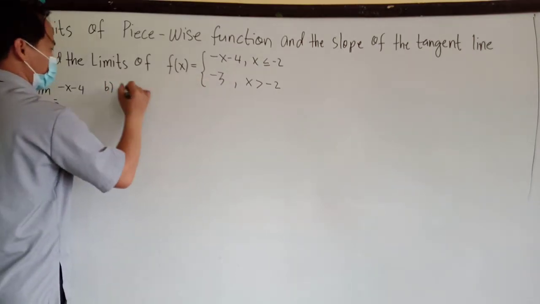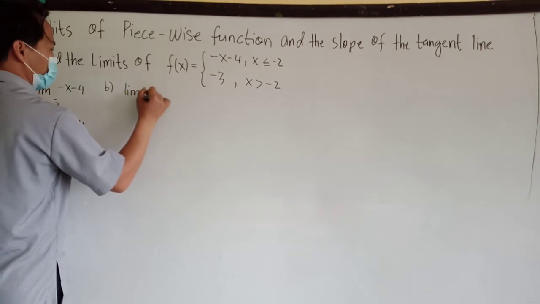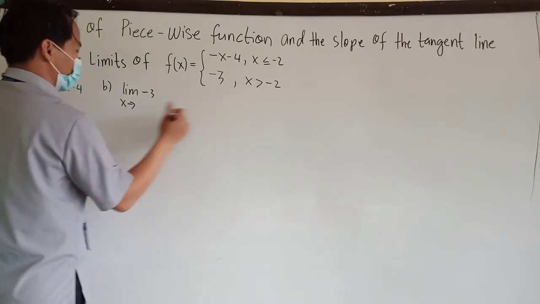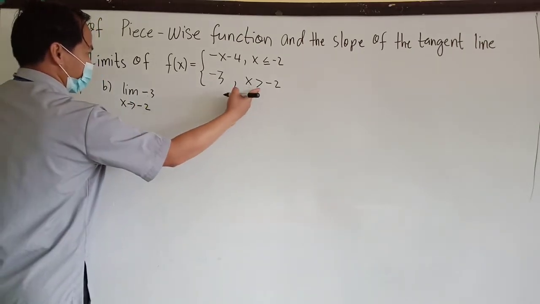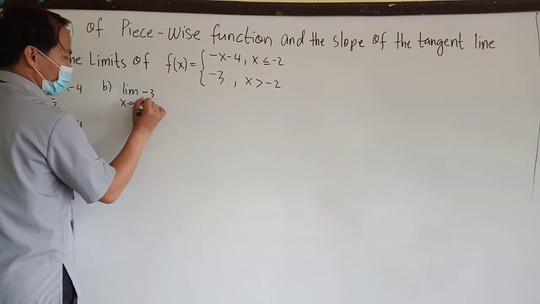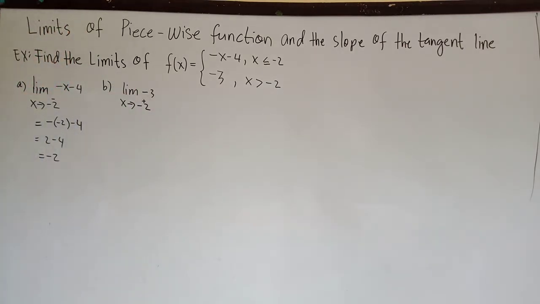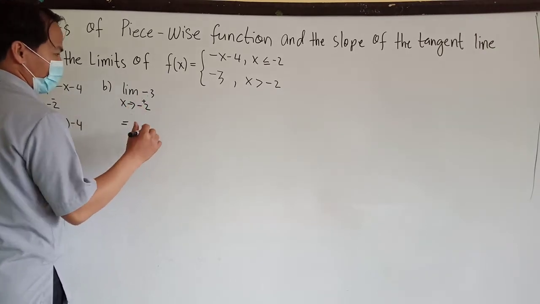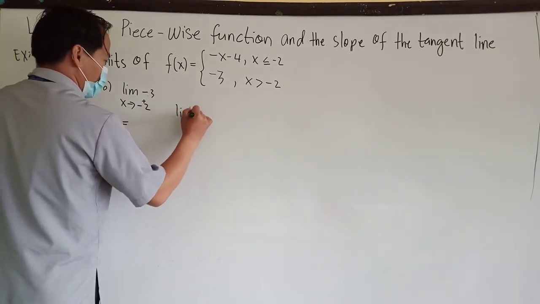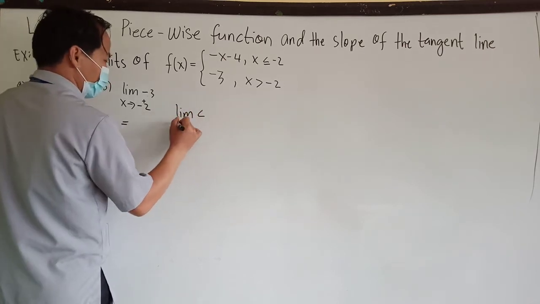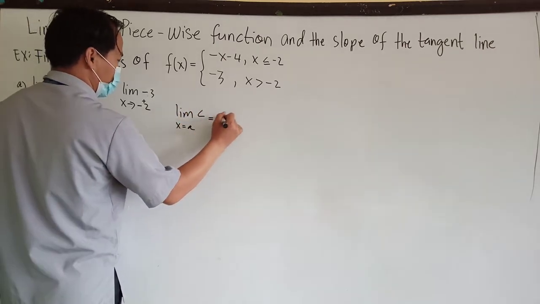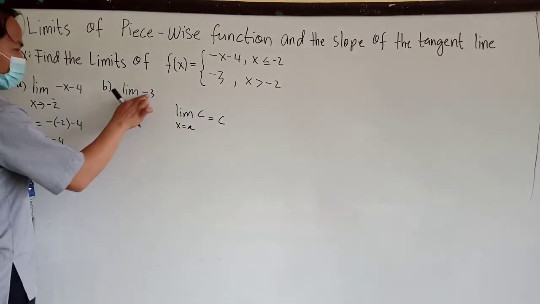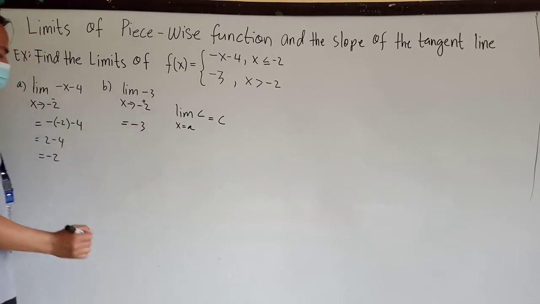Okay, for letter B, we have the limit of negative 3 as x approaches negative 2. This one is greater than negative 2, therefore to the right. To solve or simplify this, we can use the property of limits, or limit laws: the limit of c as x approaches a is the constant c. So to evaluate the limit, this one is just equal to negative 3.